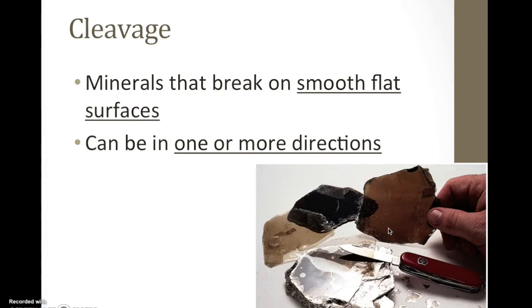Or if you break a mineral, you could have cleavage. Cleavage refers to minerals that break on smooth, flat surfaces, almost as if you had cut and polished it, pretty much. And it can be in one or more directions. For example, the mineral in the corner here, this is the mineral mica. It has perfect cleavage in one direction. You can split it into planes that are as smooth as paper using nothing but your hands. Okay?